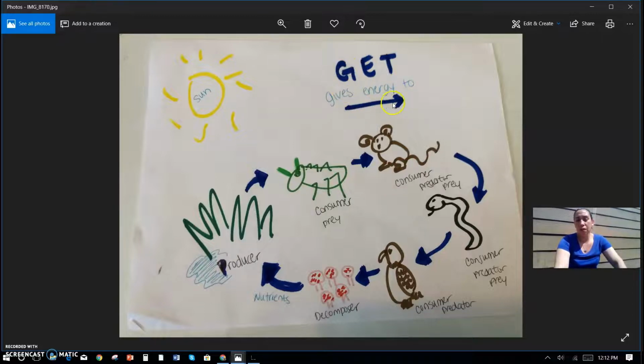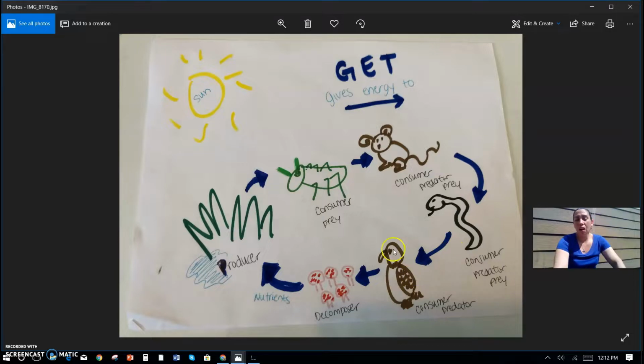And notice my arrow is pointing to the right. So however my arrow is pointed, just remember, think of "get." Gives energy to. I missed the arrow here from the sun to the grass, but the sun gives energy to the grass because it's a producer and it uses the sun with photosynthesis to create its own food. That producer, the grass, gives energy, you'll see the arrow, gives energy to the grasshopper. And this grasshopper gives energy to the grasshopper mouse. The grasshopper mouse, look at the arrow, points to the snake, gives energy to the snake, and then the snake gives energy to the hawk.